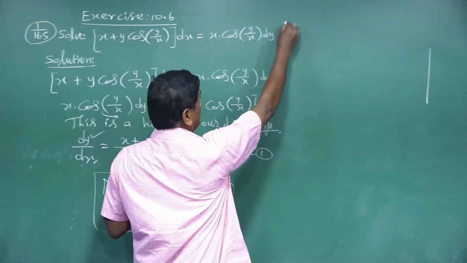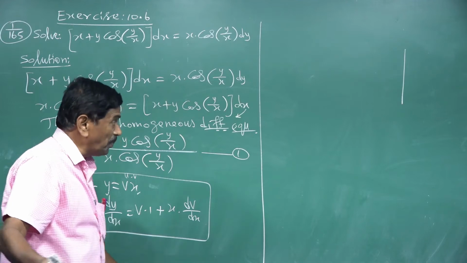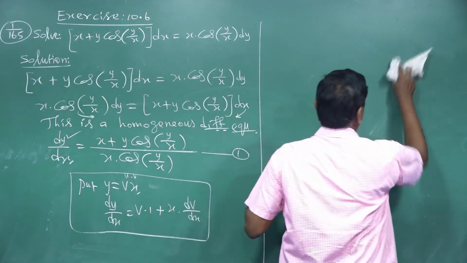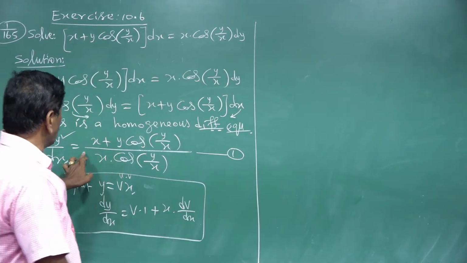You are going to get the answer. Okay, 1 becomes. Now I need a next page. Here there is no place, so I want to start with the next page. Listen, it is very simple. 1 becomes.